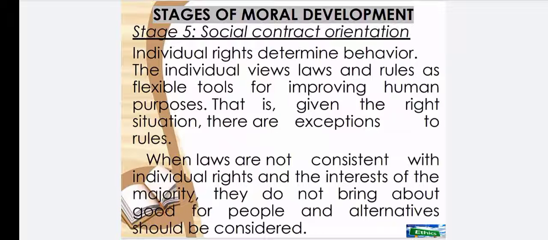Stage 5. Social contract orientation. Individual rights determine behavior. The individual views laws and rules as flexible tools for improving human purposes. That is, given the right situation, there are exceptions to rules. When laws are not consistent with individual rights and the interests of the majority, they do not bring about good for people, and alternatives should be considered. At this stage of moral reasoning, the individual understands that laws are created by people coming together for the common good.